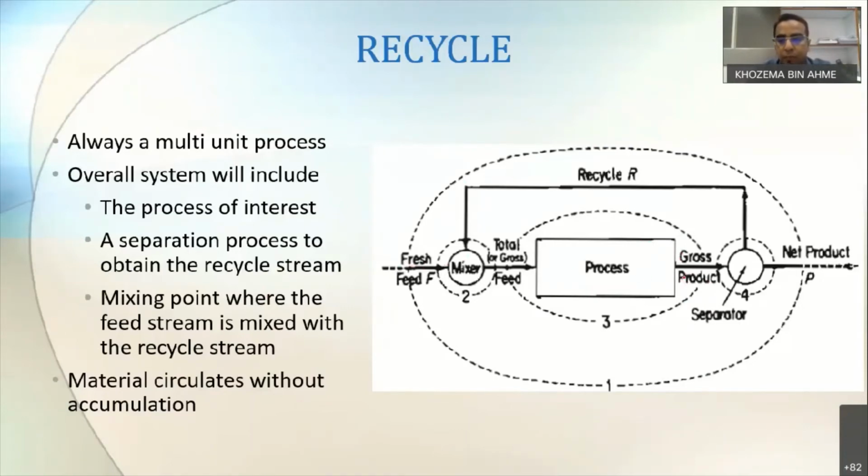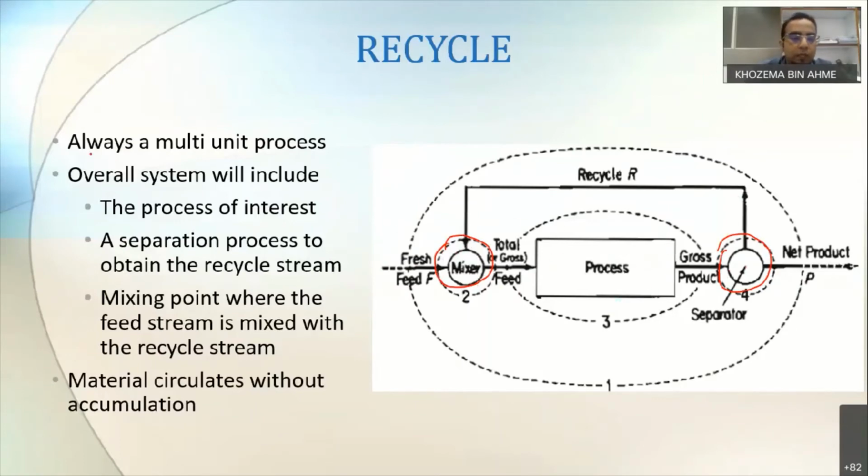So when you want to separate your product, you will have a separator, and the separator will produce two streams. One is your net product, one is your recycle stream. The recycle stream will go back and we want to combine it with our fresh feed here. So in order for us to combine, we will have a mixer. So we will have a separator, a mixer, and a process.